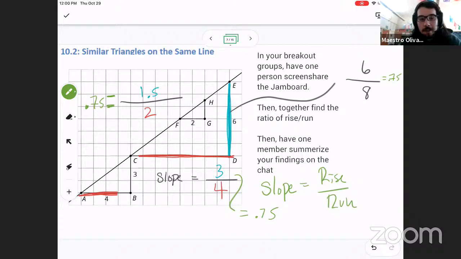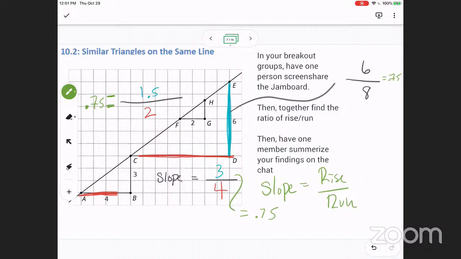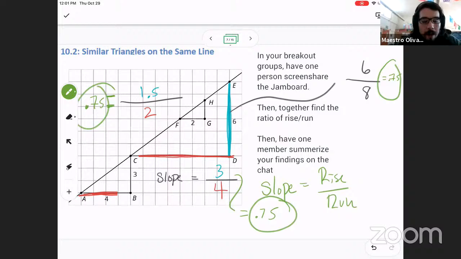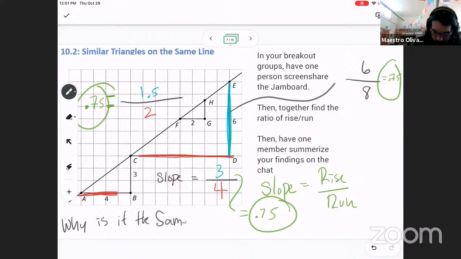Why do you think, if you have these triangles on the same line, you get the same number when you write the ratio of the rise and the run? Why is it the same number? Why do you think it's the same number?